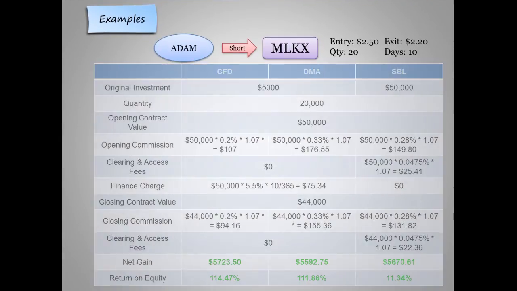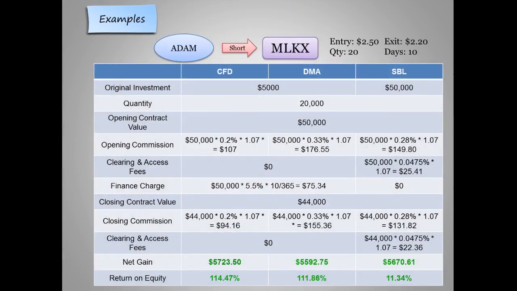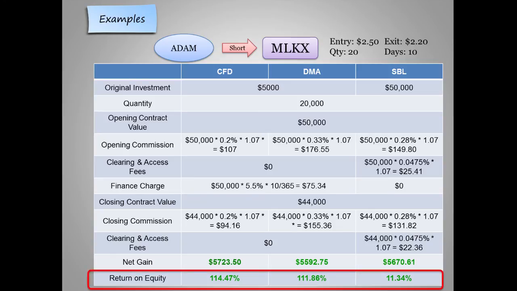Let us explore going short. Let us reverse the earlier scenario and have Adam go short on the same counter after he exited. Hence, the entry price would be $2.50. Adam closes his position 10 days later at a price of $2.20. Let's calculate his net profit. Once again, we can clearly see that the return on investment is significantly larger when compared to a stocks borrowing and lending account. There's definitely a much larger gain through CFD or CFD DMA.